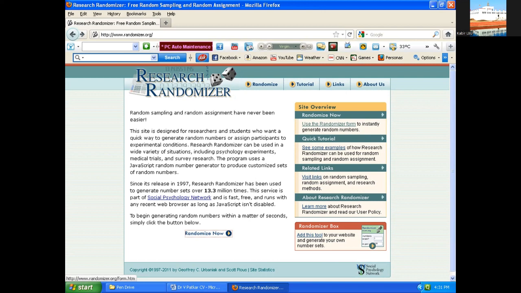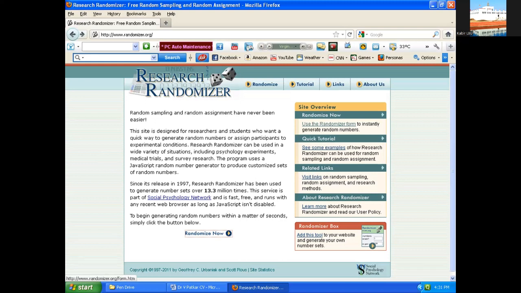The site is designed for researchers and students who want a quick way to generate random numbers or assign participants to experimental conditions. So research randomizer can be used in a wide variety of situations, including psychology experiments, medical trials, and survey research. This program uses a JavaScript random number generator to produce customized sets of random numbers.